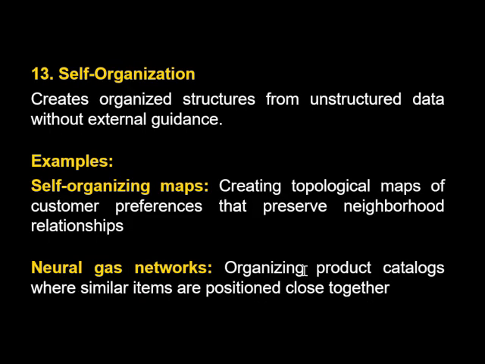And the next one is self-organization, which creates organized structure from unstructured data without external guidance. Examples: self-organizing maps, creating topological maps of customer preferences that preserve neighborhood relationships, and neural gas networks, organizing product catalogs where similar items are positioned close together.